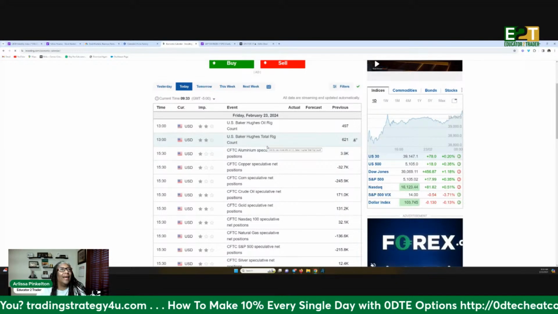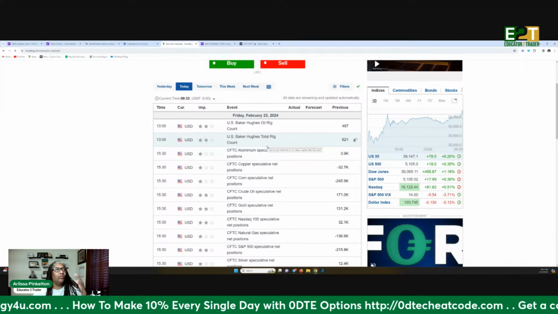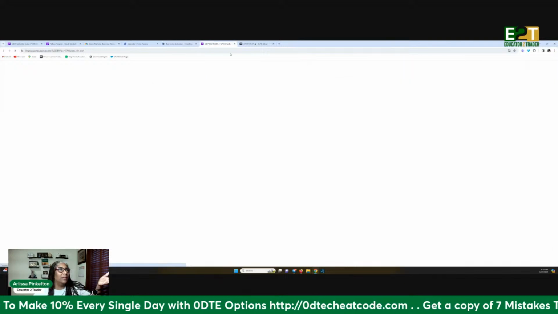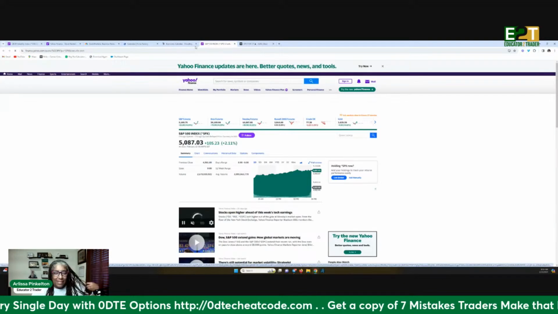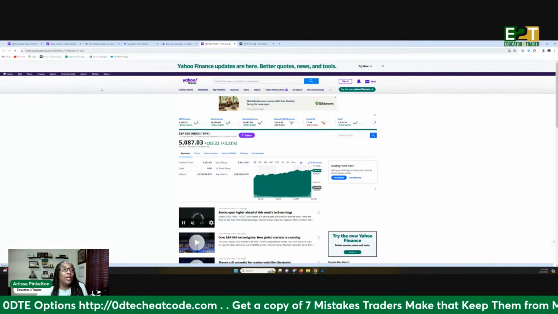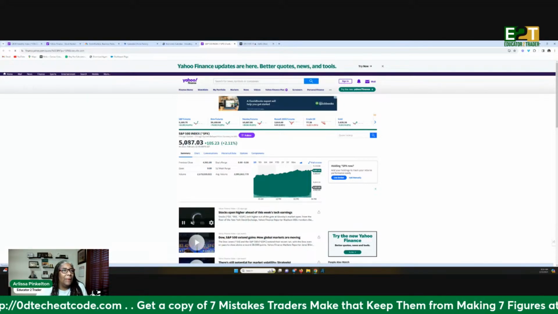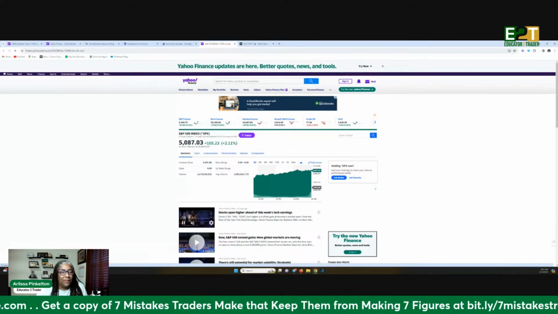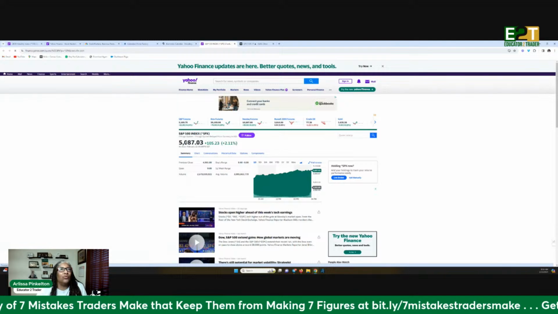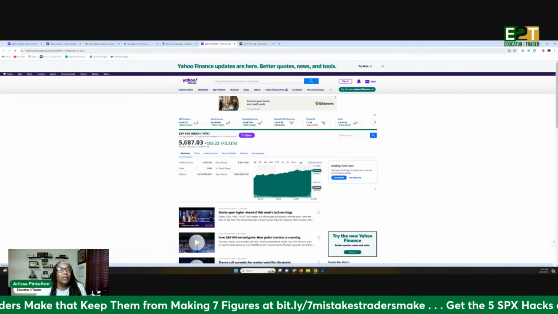Yeah. Okay. So yesterday, SPX closed at 5,087. So it was only a little bit below the 5,100. It closed at 5,087 yesterday, just ready for a run up.